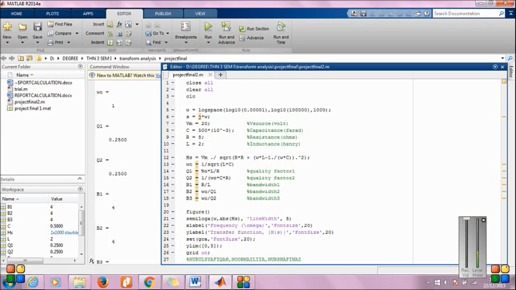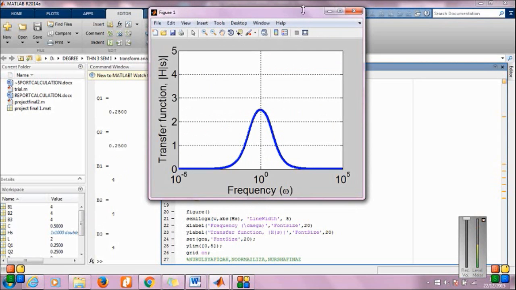The second part is the command for the transfer function and some formulas to get the resonant frequency, quality factor and the bandwidth. The last part is the command on how to set up the graph. After that, we run the code and get the graph of the transfer function Is versus frequency omega.